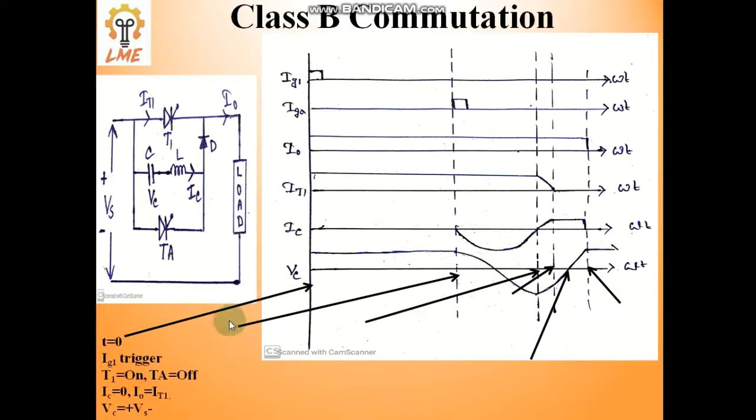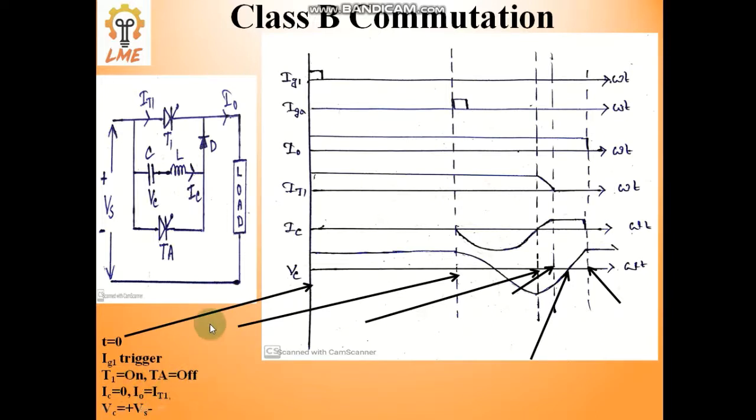So let's check what we are performing here. In this particular case, when t equal to 0, at the very initial stage, we trigger this SCR with the gate pulse IG1. IG1 is triggered by this gate pulse, so T1 is on. When T1 is on, current flows through this path. In that case, the output current is equivalent to the thyristor 1 current, which is written here: IO equal to IT1.